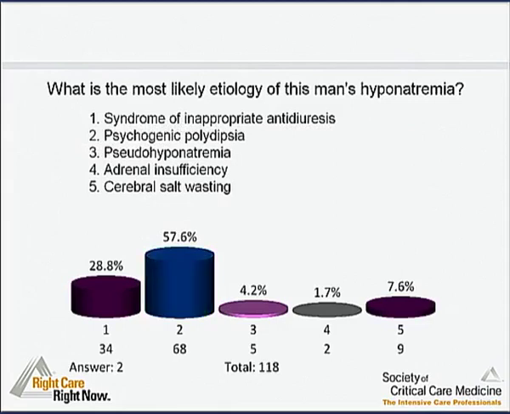Okay, very good. So almost 60% got the right answer, which is psychogenic polydipsia. And the key factors there are obviously in the history. A man with schizophrenia, polydipsia is a very common feature of these patients, but really the key was the fact that he was euvolemic with a low urine osmolality. That's really the key to the diagnosis.